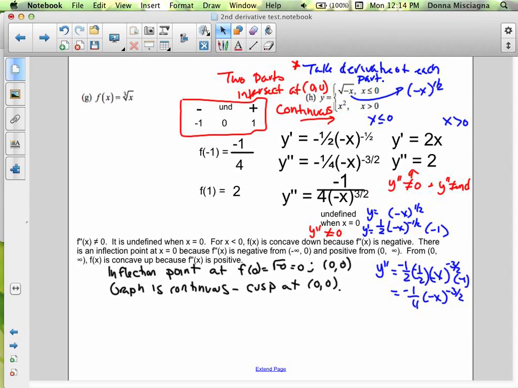The inflection point at f of 0 would be (0, 0), right? We'd plug it into the negative square root of x, because that's for x less than or equal to 0, but it wouldn't make a difference, right? Because it's continuous. So our graph is continuous. There's a cusp at (0, 0). You have two different curves meeting together. Okay?